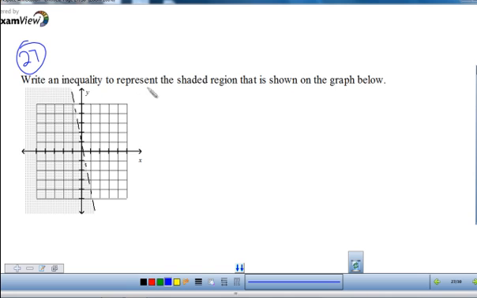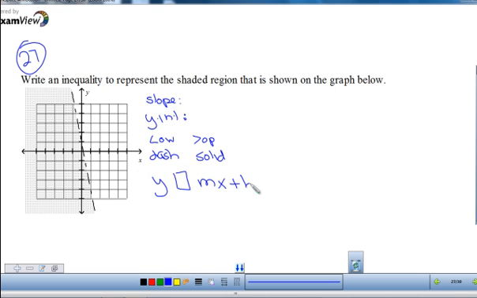Okay, write an inequality to represent the shaded region that is shown on the graph below. Remember, we have different steps. We need to find the slope, the y-intercept, whether it's shaded below or shaded above, whether it's a dash or solid, and then finally it's going to be y, box, mx plus b.